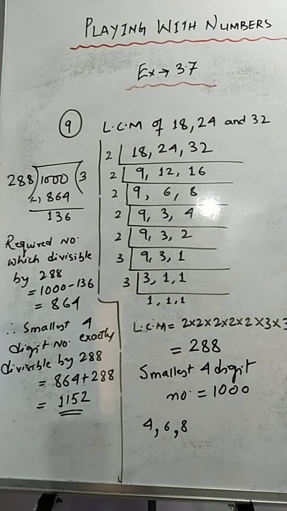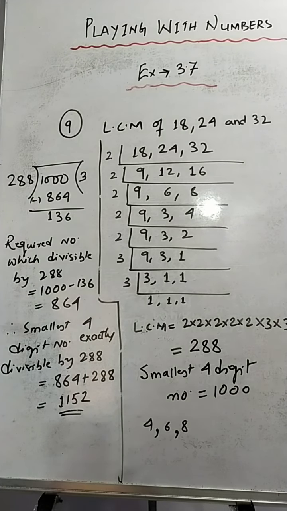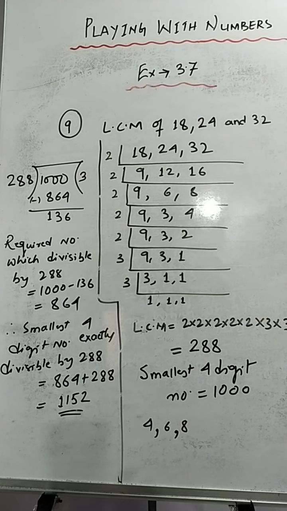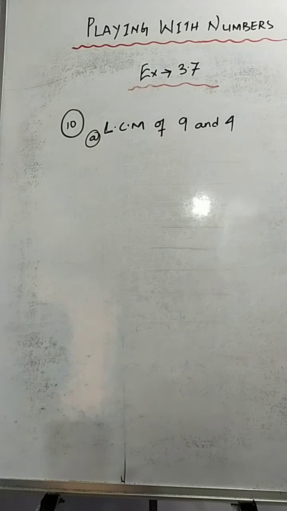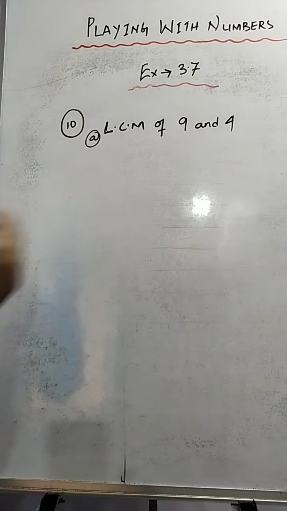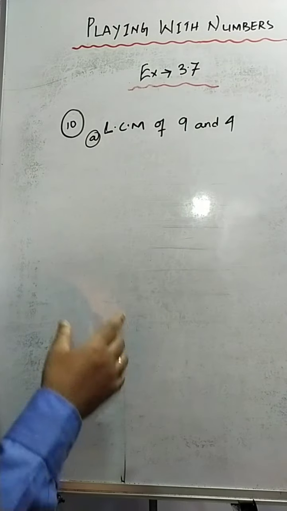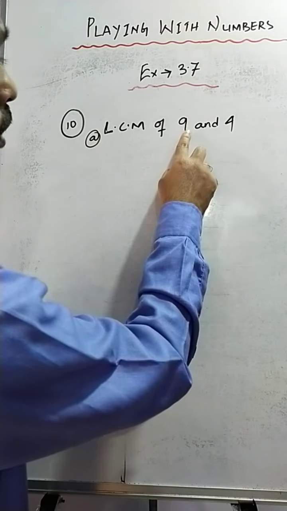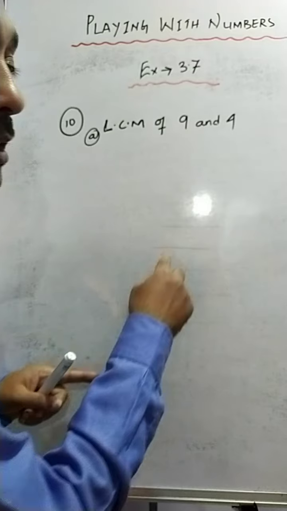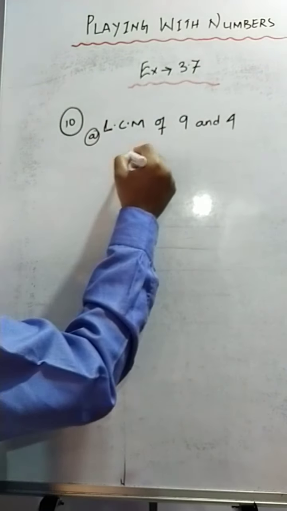Okay, so let's move on to sum number 10. Sum number 10 is very easy. We just have to find the LCM of the required numbers. There are 4 questions. I will explain only the first 2 questions, and the rest 2 you will do as homework. So what we have to find out is the LCM of 9 and 4, and also check whether the product of these 2 numbers matches the LCM or not. Let's do the LCM first.